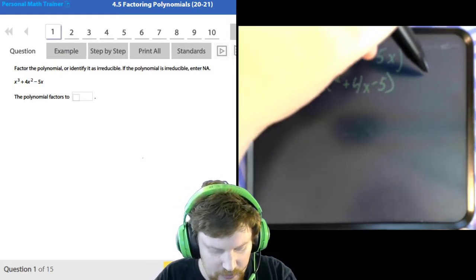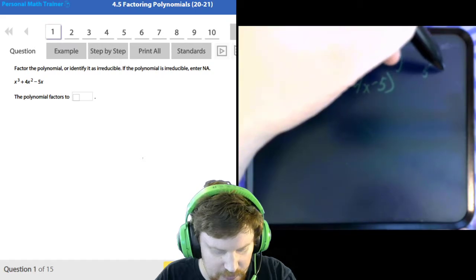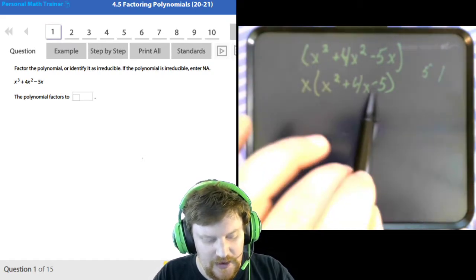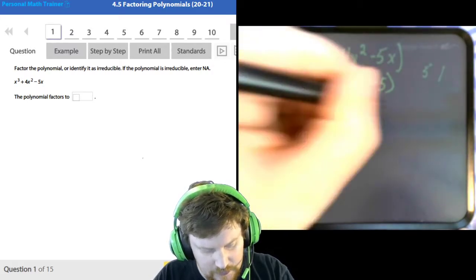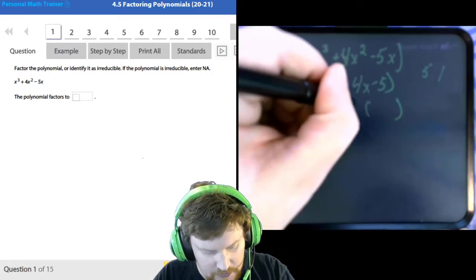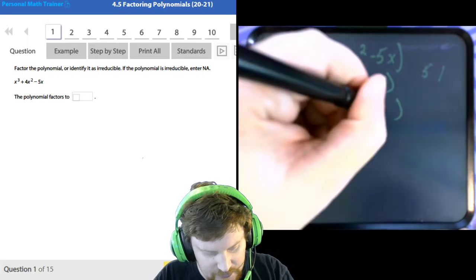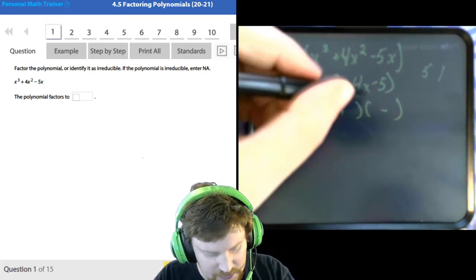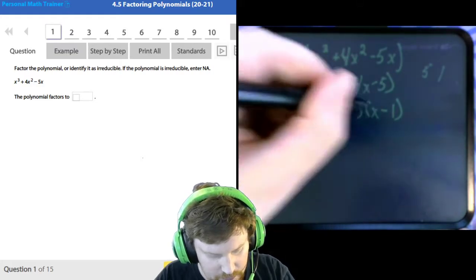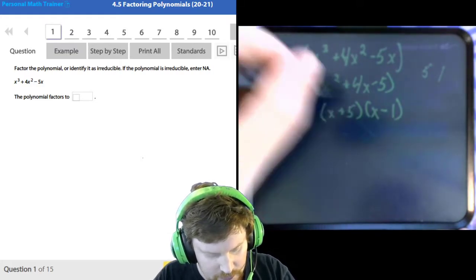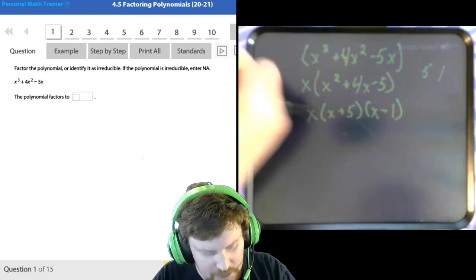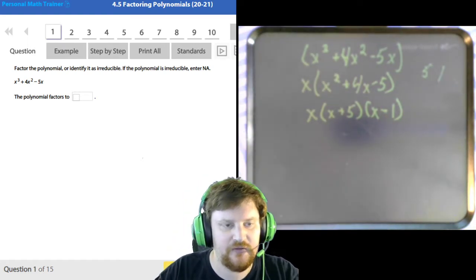Factors of 5 are 5 and 1. Those are the only factors because 5 is prime. And since this is a negative, I know that I need a positive and a negative. The positive needs to be bigger, the negative needs to be smaller. So if I have 5 and negative 1, those add together to give me 4. So I have x, x plus 5, and x minus 1.